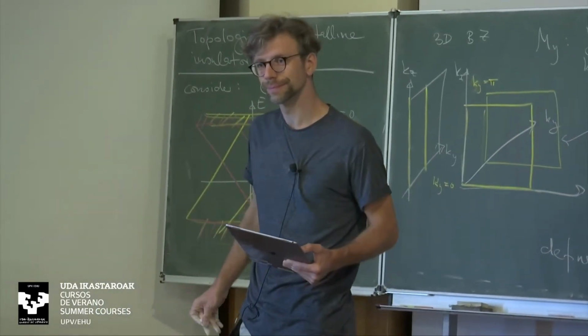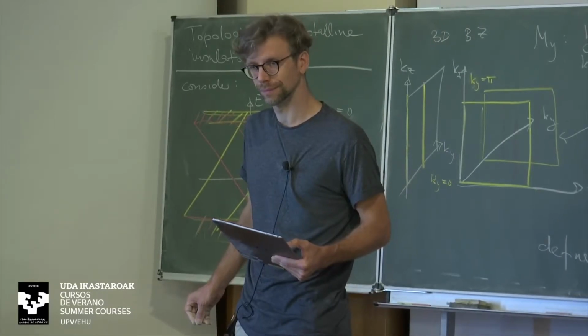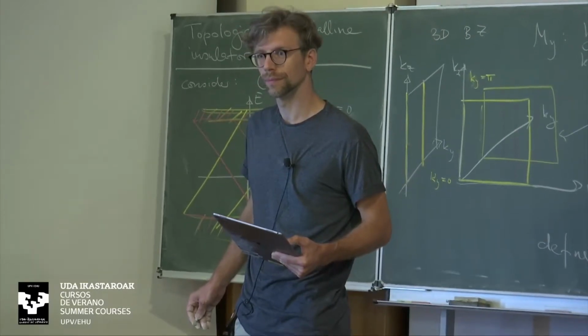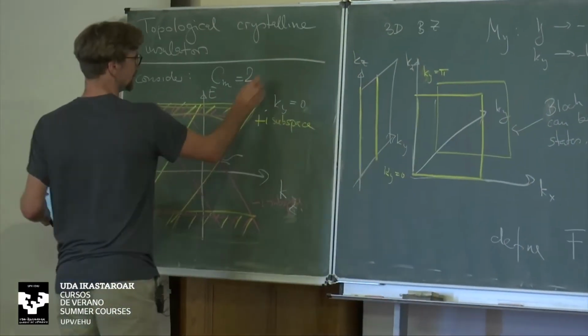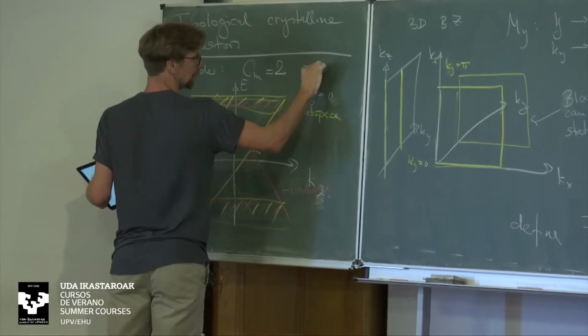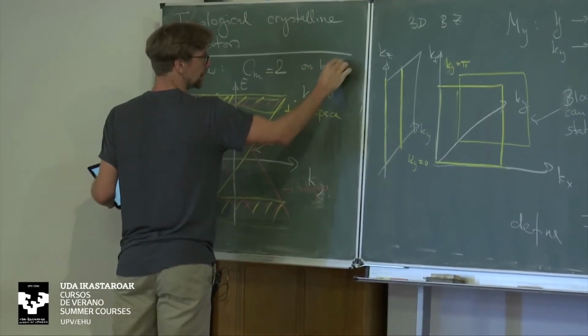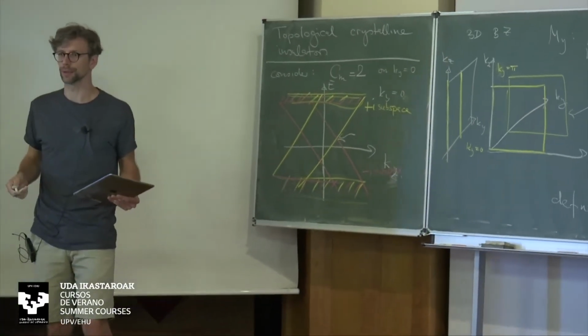Sorry, a question. So you define the mirror Chern number for each plane, but is there any reason for it to be the same for the two planes? No. So, okay, let's say here we consider the case of Cm equal to 2 on ky equal to 0, yeah? So I'm looking, yeah, no, they don't need to be the same. They're completely independent quantities.